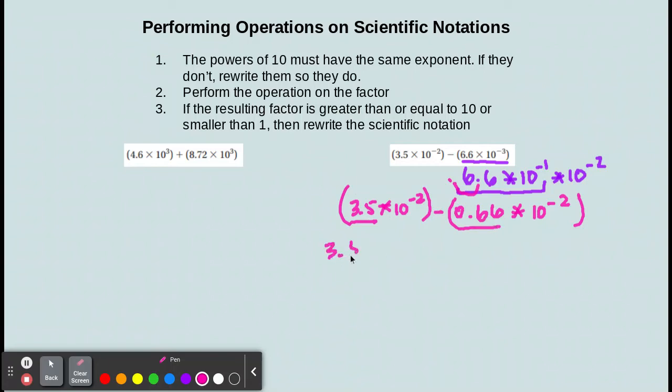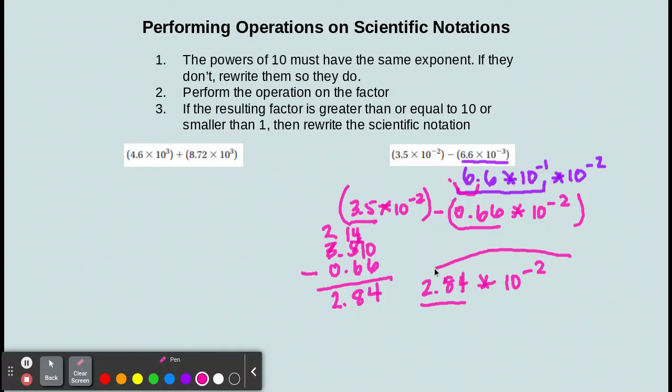So 3.5 minus 0.66. Bear with me while I do this the long method. 2.84. Okay, so this becomes 2.84 times 10 to the negative 2. We have to look, is our factor between 1 and 10? Yes, it is. So we can just leave this answer as is.